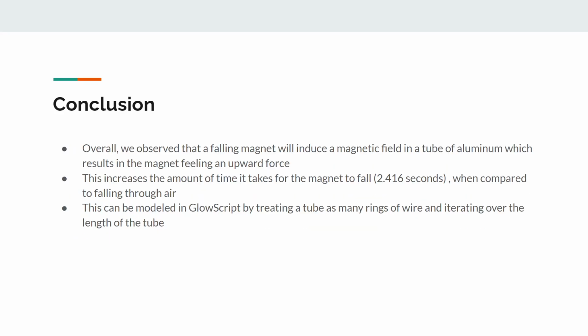In conclusion, we observed that a falling magnet will induce a magnetic field in a tube of aluminum, which results in a magnetic field and upward force. This increases the amount of time it takes for the magnet to fall when compared to just falling through air. And this can be modeled in GlowScript by treating the tube as many rings of wire and iterating over the length of the tube.